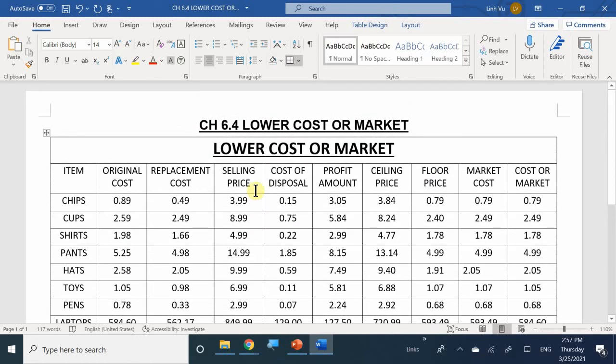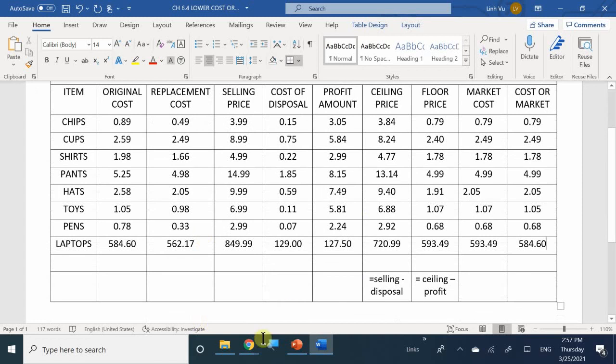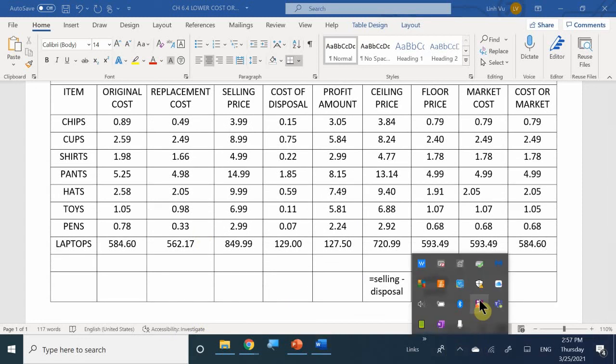Once again, this is all I'm going to be testing you on: being able to understand why we do this, how we do it, and determine whether you need to adjust your inventory or not. Any questions? Nope. All right, we're going to stop here.